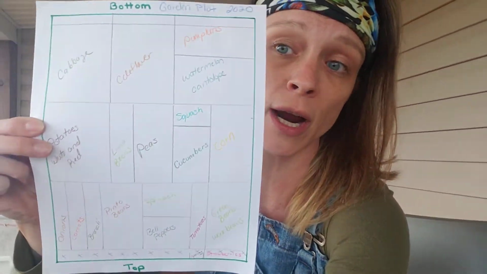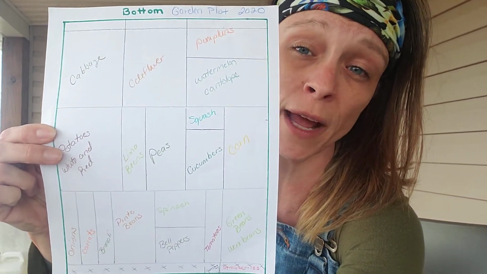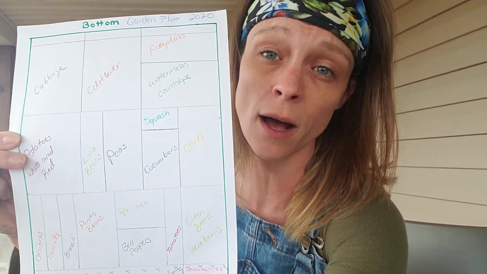So write down the vegetables that you want. Write down whether they need full sun or partial sun, and then also make a diagram of where you would like to plant those in your garden, just to make sure that you have enough room for everything that you want. If for some reason you don't have room for everything, you can either make the plot of ground bigger, or you can not plant as much of one thing so you have room for another.